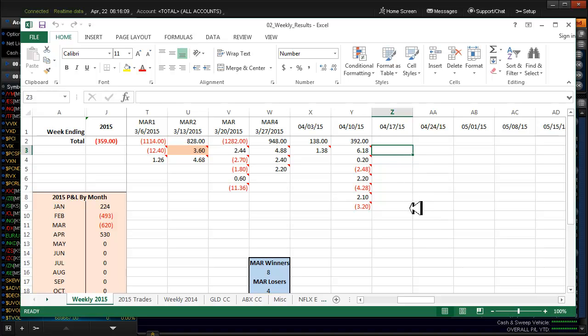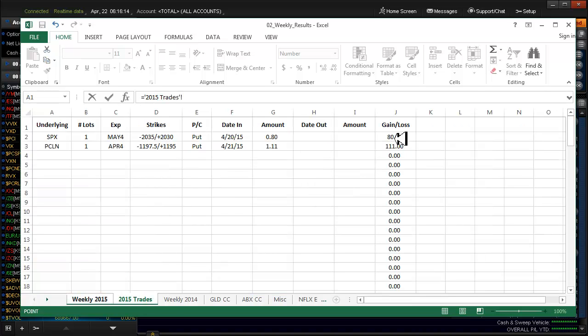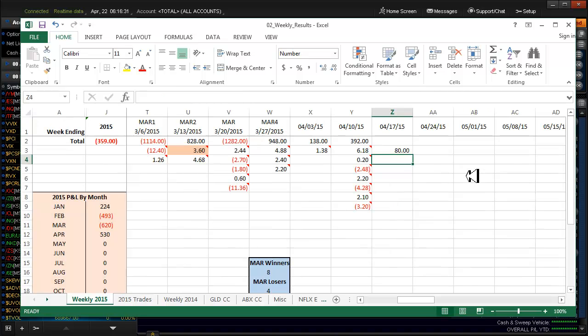And it's pretty simple. All I do is put an equal sign here and then go back over here, hold the control key down, and pick the ones that were closed on that particular week. For instance, I could hold the control key down, select that particular cell, and press enter, and it brings me over here, and that $80 is brought forward, and you can tell where that came from. It came from J2.